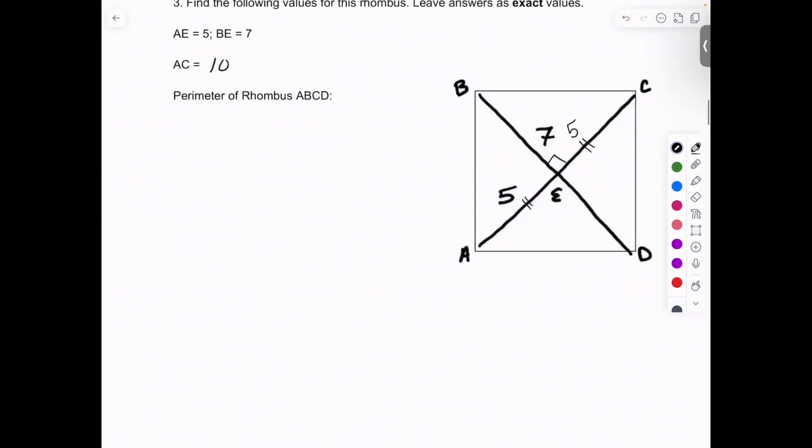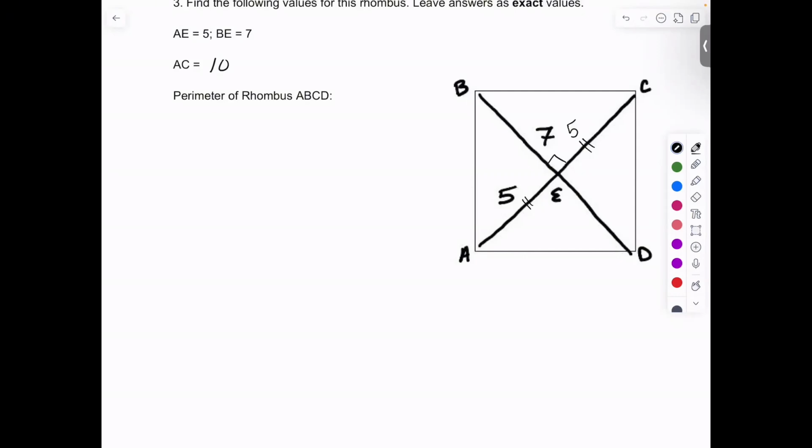Perimeter of the rhombus. Okay. So I know nothing about the sides. That's a big old question mark right there, right? However, I can use the fact that we have these right triangles embedded in the figure. And what do we know about rhombuses as well? We know that all 4 sides are equal. So if I find one side, I find them all. You could technically do the math on all of those triangles inside, but they're all the same.